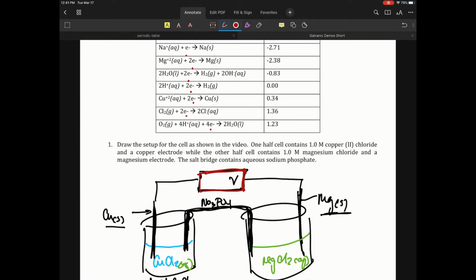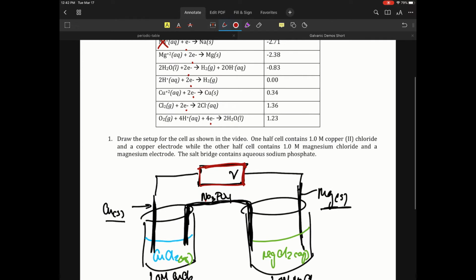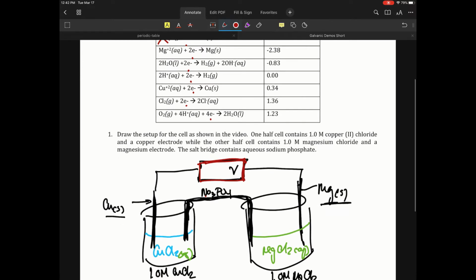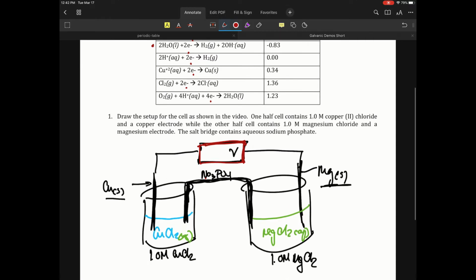So first of all, do I even have aqueous sodium ions available for my reduction process? No, I don't, because the only sodium ions are here in my salt bridge, and that's not part of my reaction, so that's not going to happen. Do I have some aqueous magnesium ions? Yes, I have 1 molar concentration of that, so that's a possible. Do I have water? Yes, I do. Do I have a significant amount of H plus ions?